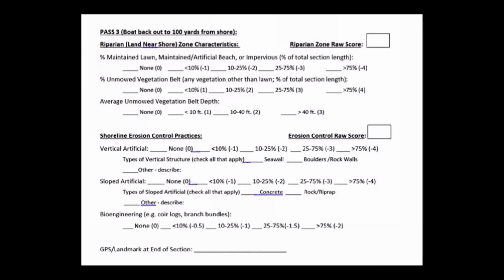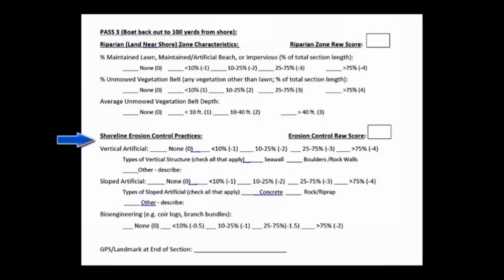What percentage of the 1,000-foot section is unmowed vegetation? That's vegetation other than lawn, such as brush, trees, or weedy overgrowth. Next, about how deep does that unmowed vegetation extend back from the water's edge? Less than 10 feet? 10 to 40 feet back from shore? More?